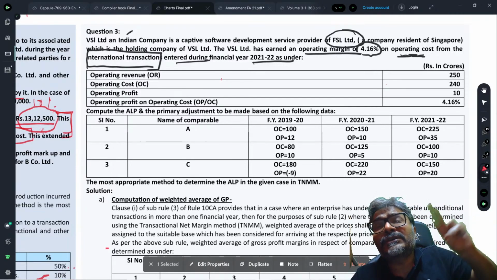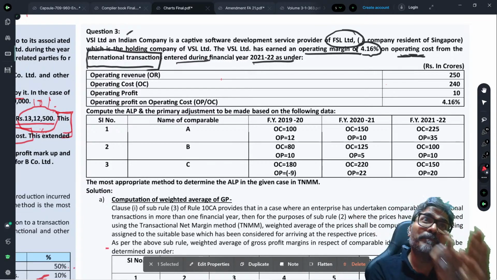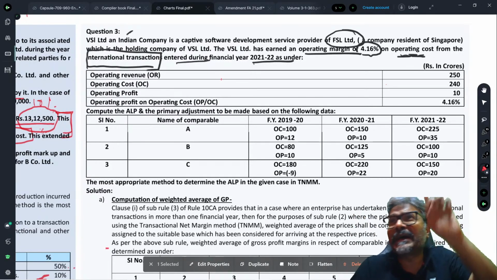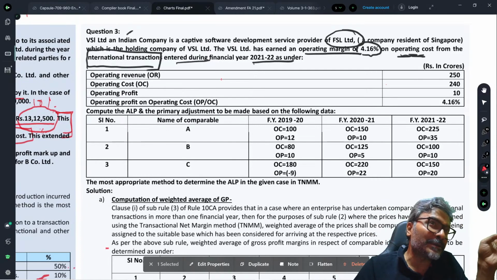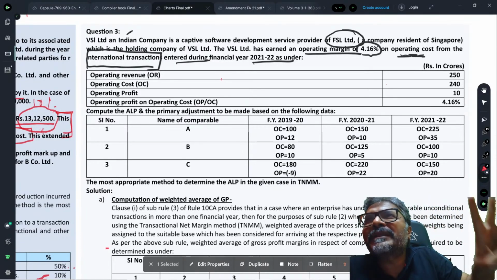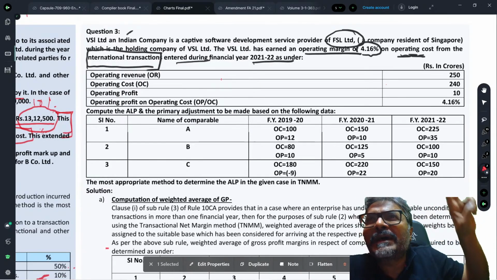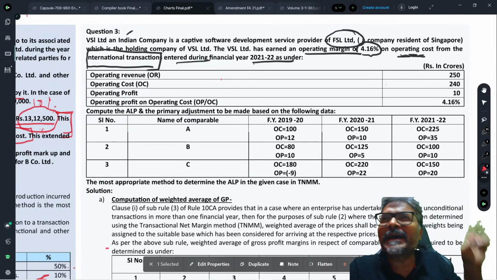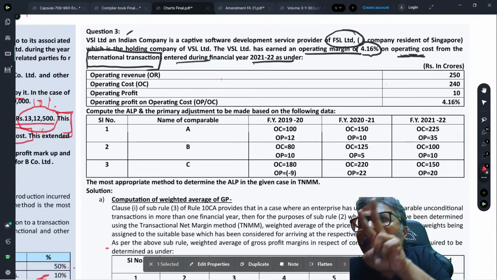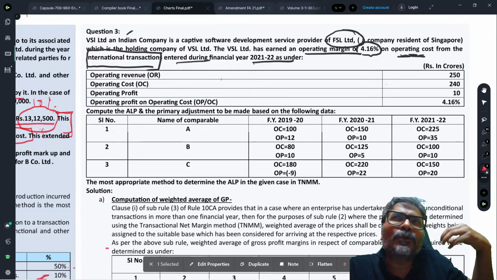They are talking about the transaction net margin method, which is having the base with cost. I told you there are two variants of the transaction net margin method. Which are the two variants? The transaction net margin method having a base with cost, and the transaction net margin method having a base with the resale price. And what did I tell you, students, yesterday?